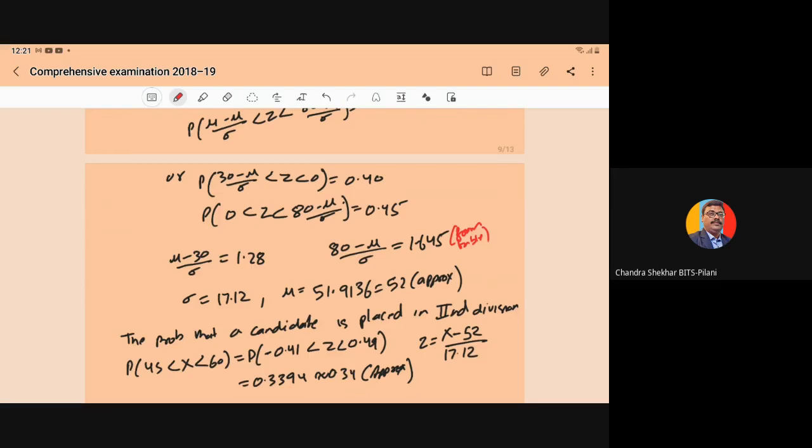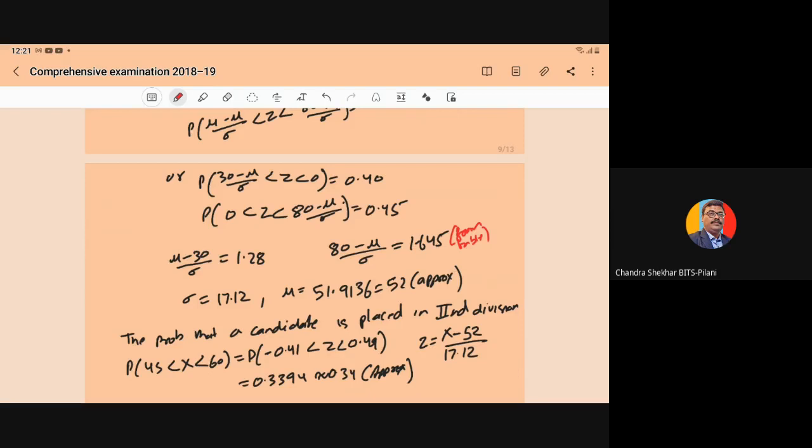On solving these two, there are two unknowns, mu and sigma, and we have two equations. So you can compute the values of mu and sigma as sigma is equal to 17.12 and mu is equal to 51.9136, or 52 approximately. Then the probability that a candidate is placed in the second division, we have to compute this as the required probability, right?